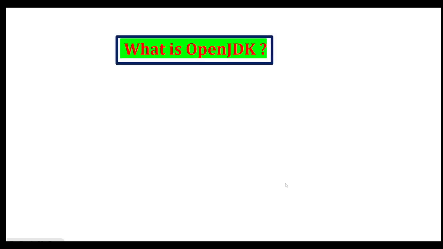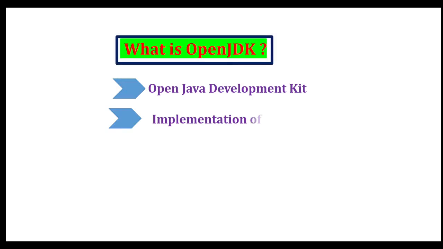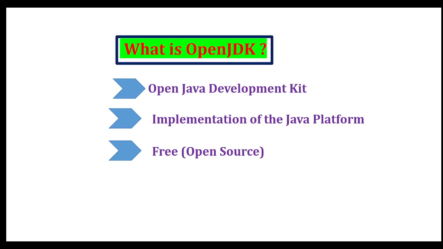So before we go ahead, let us understand what is OpenJDK. It is Open Java Development Kit and it is an implementation of Java Platform Standard Edition. And it is free and open source. So due to its free, open source and zero cost nature, it is getting widely used across industry.